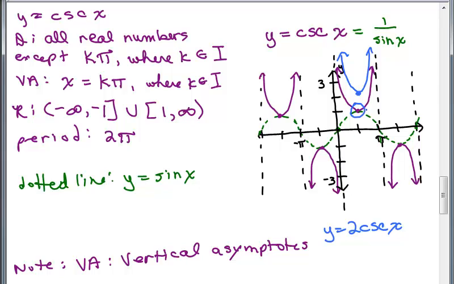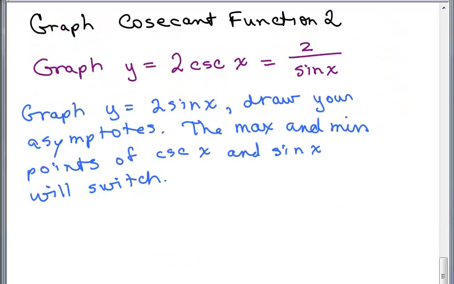If you graph y equals sine x first, and you take the reciprocals, then you would have to multiply this ordered pair by 2, right, for y equals 2 cosecant of x. So that's the technique I'm going to use.